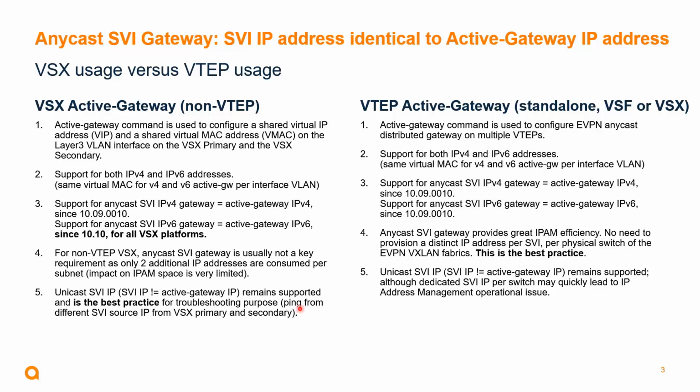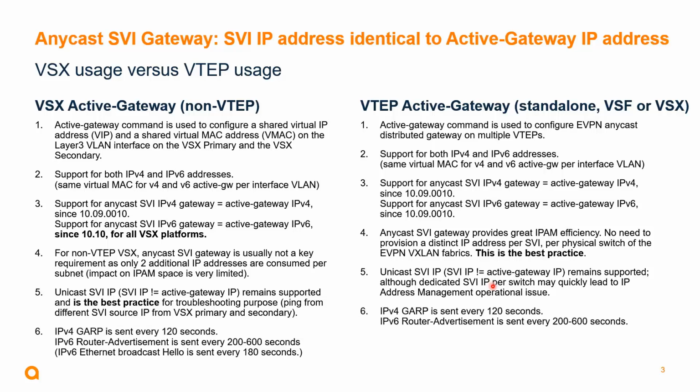The SVI is limited to the primary and secondary. This is the reason why we recommend to stick to a different IP address between active gateway and SVI in the context of non-VTEP. Of course, on the VTEP side, if you still want to have a separate IP from the active gateway, it remains supported. However, pay attention that you will have some limitations and high constraints due to IP address management and operational issues to provision all those IP addresses for each VTEP.